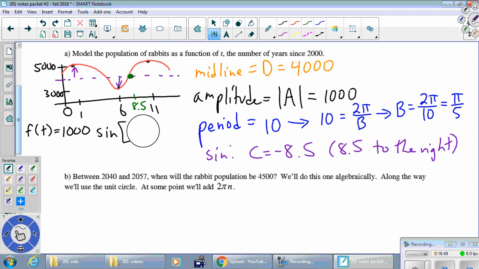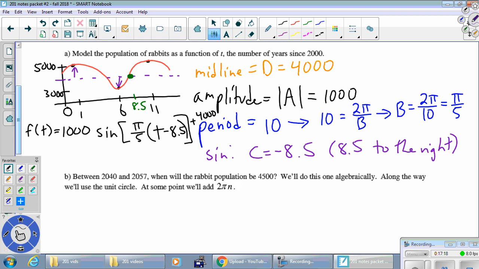Really important that you remember to put parentheses right here. T there, and then it's supposed to be a plus the c, but we said c was negative, so it's really minus 8.5. That takes care of shifting the normal sine curve 8.5 units to the right to make it quote unquote start here. And then plus the d value, which is 4,000. So I think that right there is a perfectly good formula for the red curve graphed above.